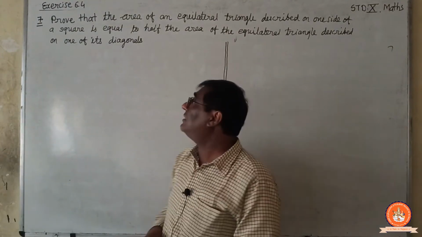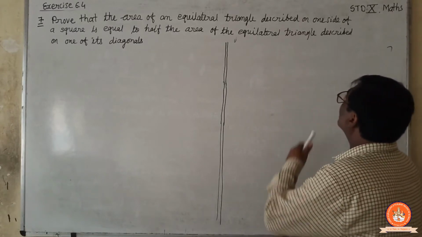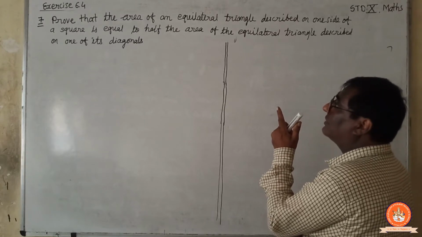Now question number 7. Prove that the area of an equilateral triangle described on one side of a square.